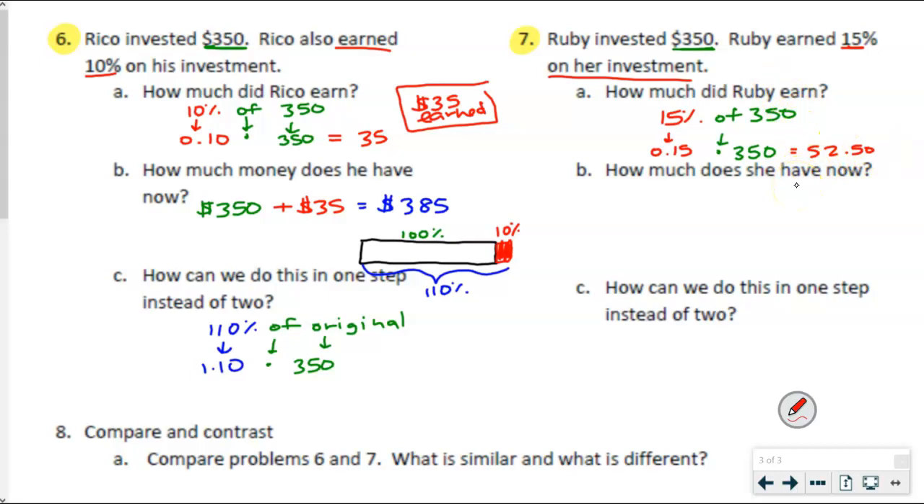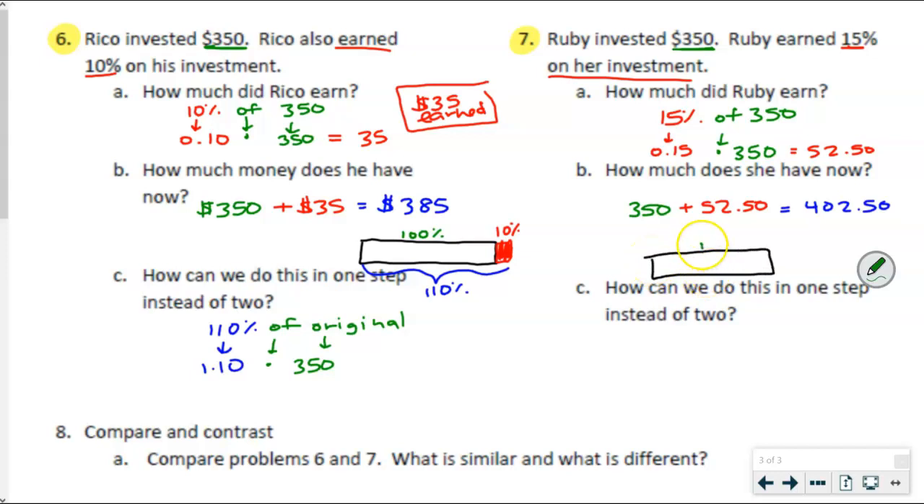With that in mind, how much does she have now? Ruby still has her initial $350. She has her additional $52.50 for a grand total now of $402.50. We had to do that in 2 steps. We first found out how much Ruby earned, then we added it to the original amount. How can I do that in 1 step? With the understanding that when this represents 100% and I find that 15%, I'm going to take that 15% and tack it on to the end. So 100% with an additional 15% means I have 115% of the original.